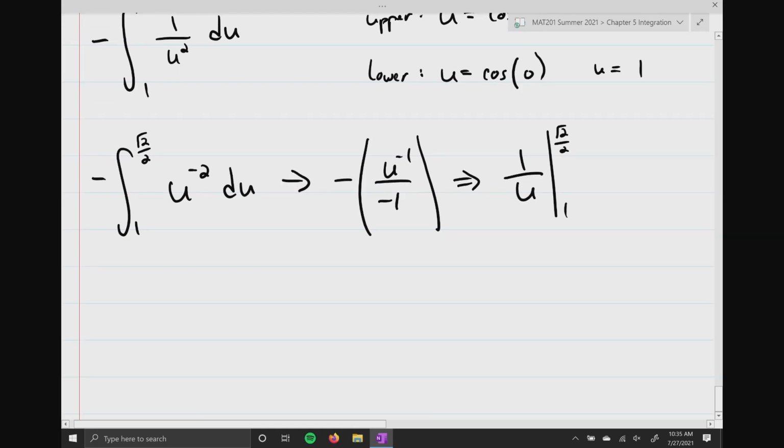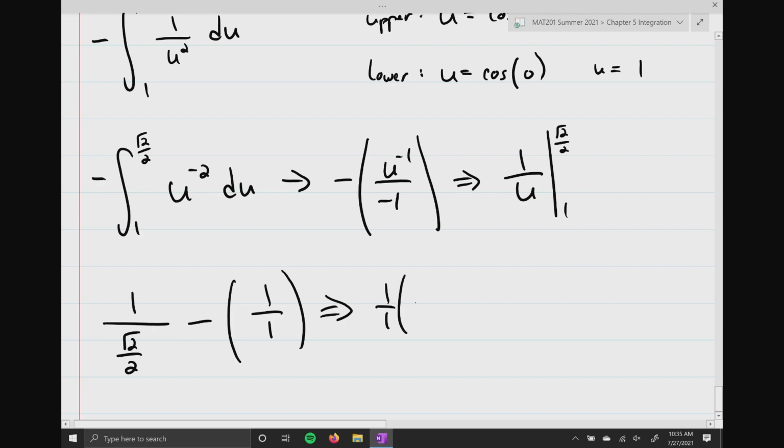All right? So this is going to be nothing more than just 1 over the square root of 2 over 2 minus the lower limit, 1 over 1. Now we know 1 over the square root of 2 over 2 is really 1 over 1 times the reciprocal, which is going to be 2 over the square root of 2 minus 1.